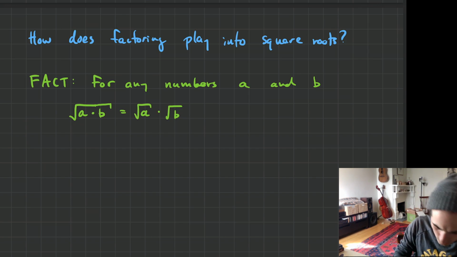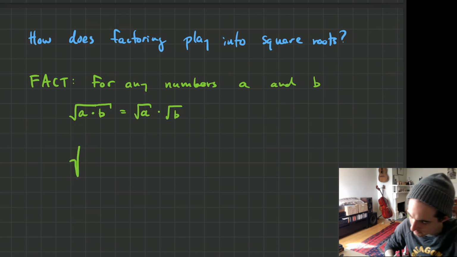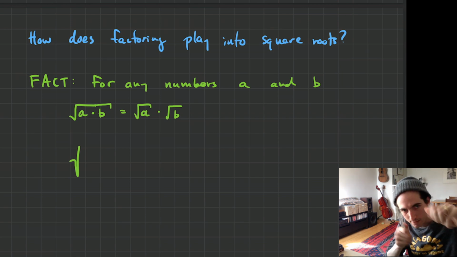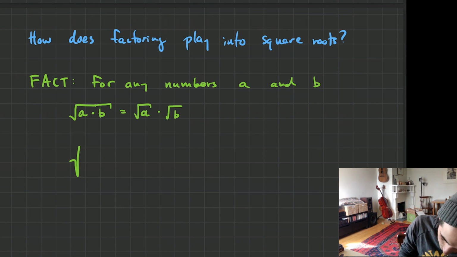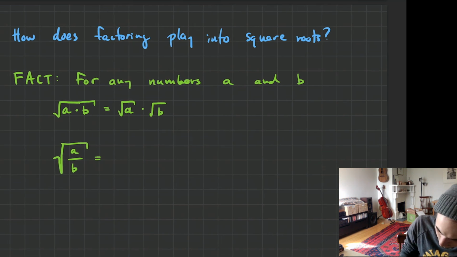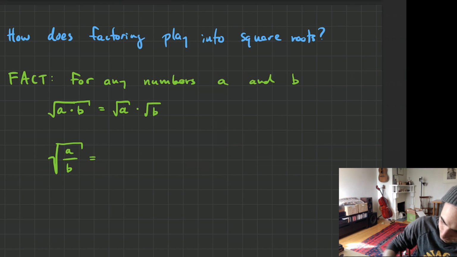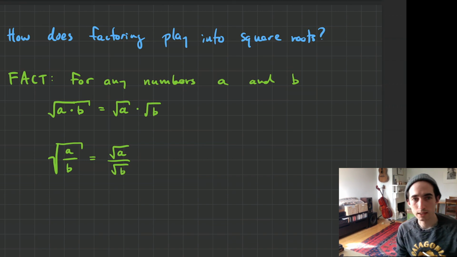We also have this fact: the square root of A over B is equal to the square root of A over the square root of B. So that works really nicely.